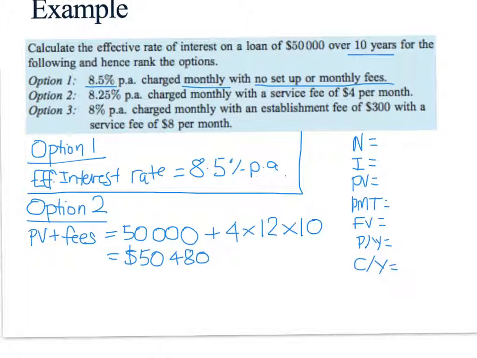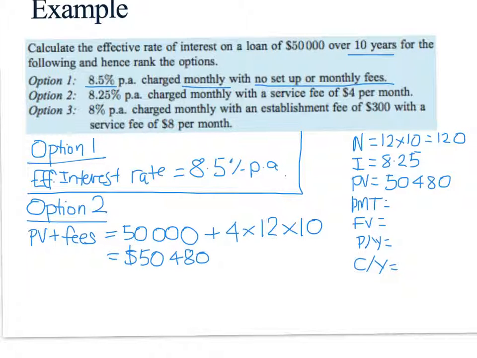Alright, so what is our N? 12 times 10, which is 120. What's our I? 8.25. Our present value is where it's a bit different. Instead of having just the 50,000, we're going to have the 480 included in there as well. Does that make sense?